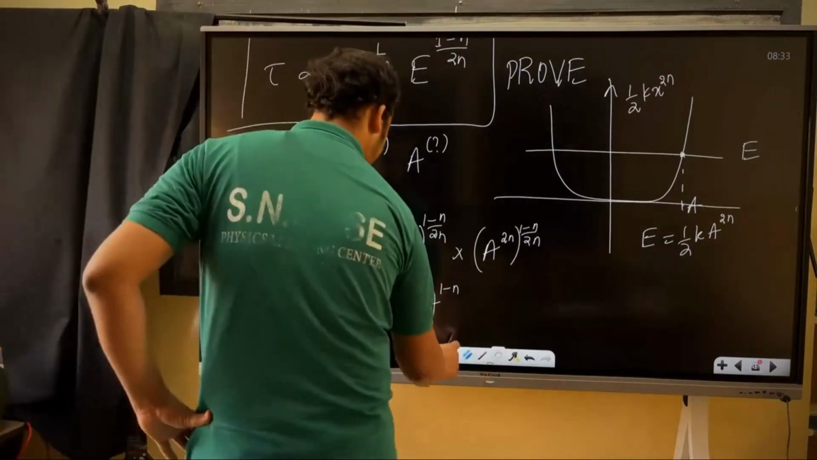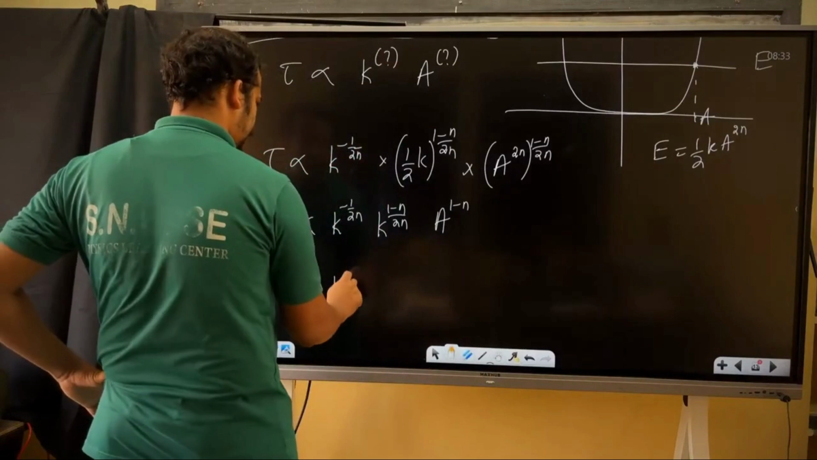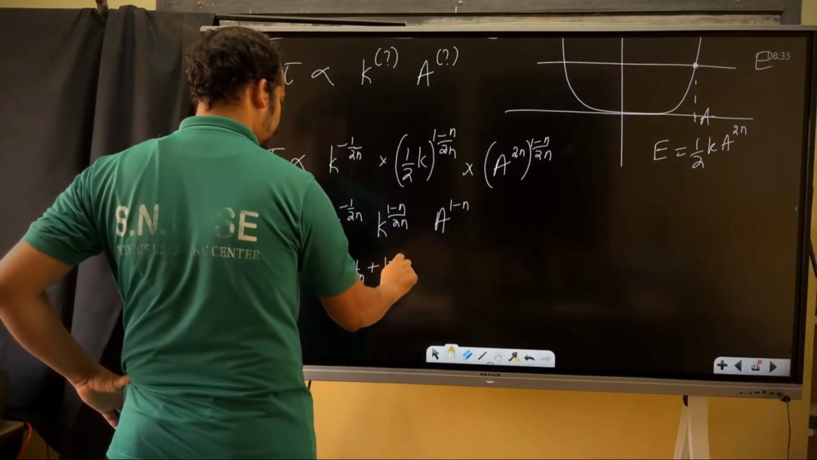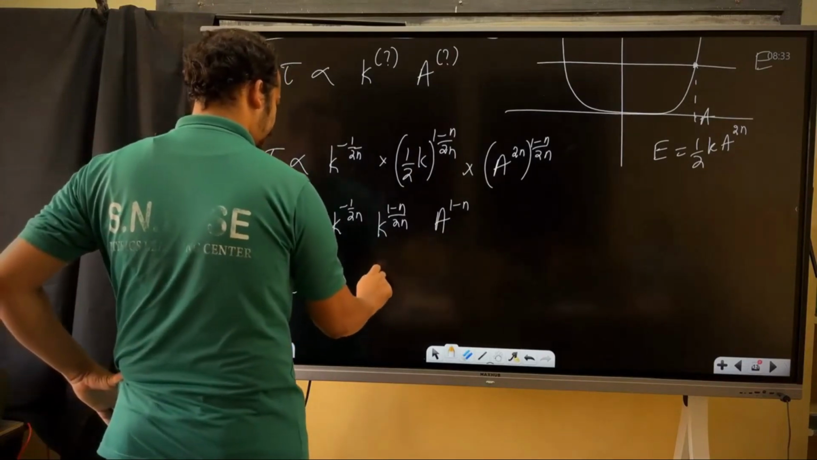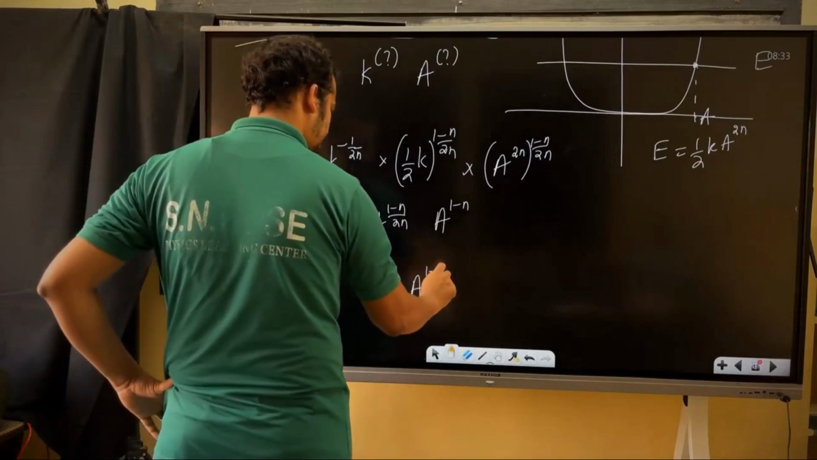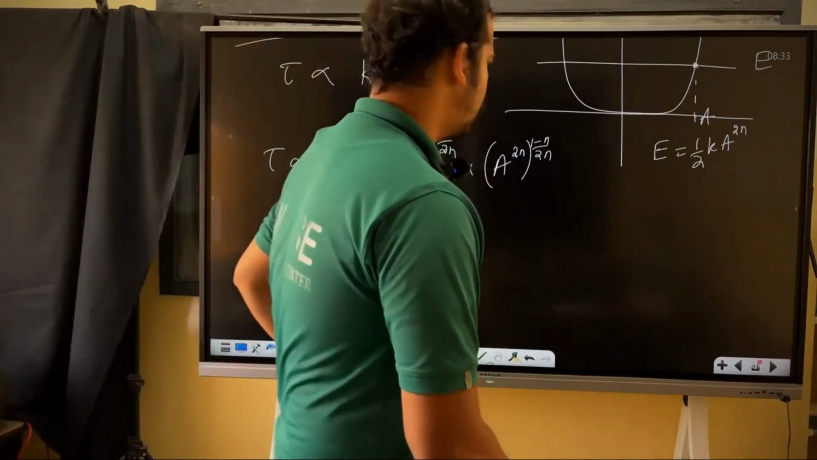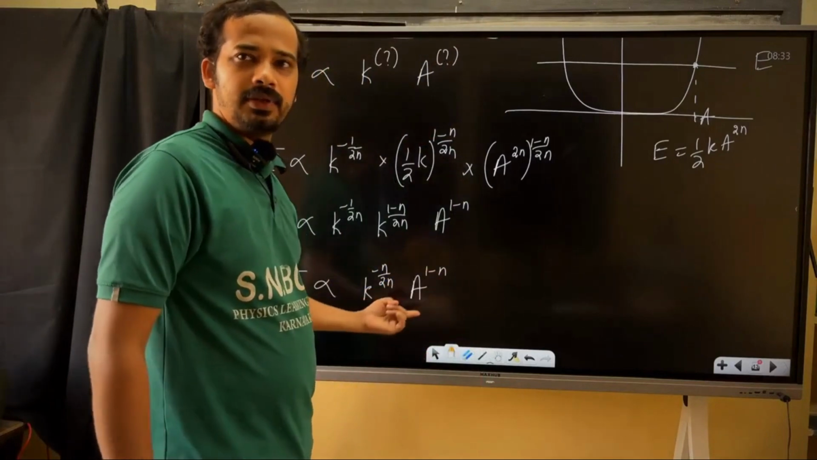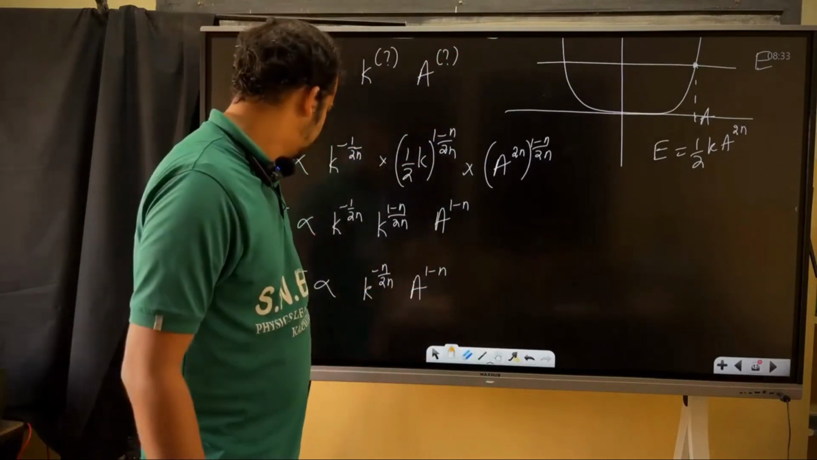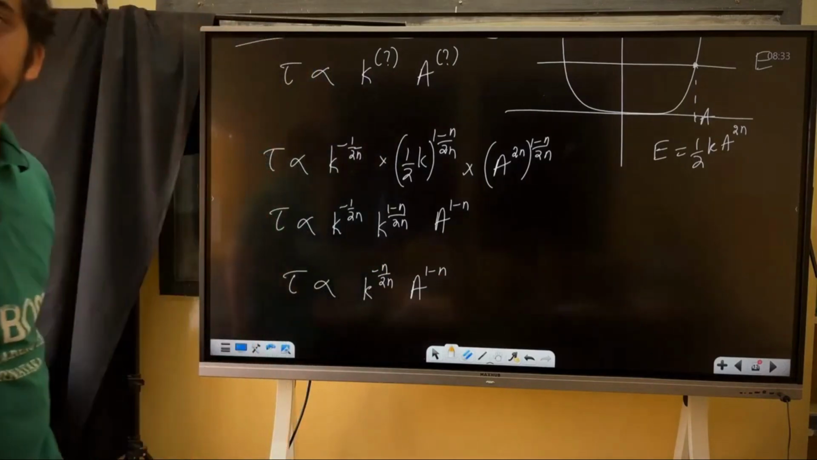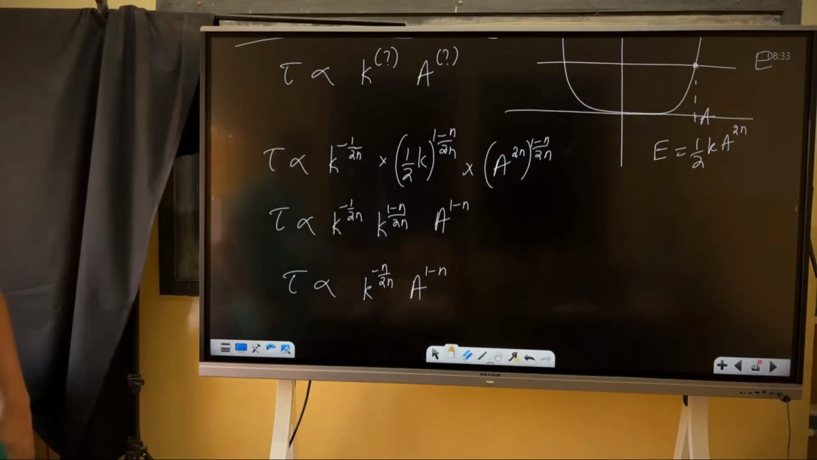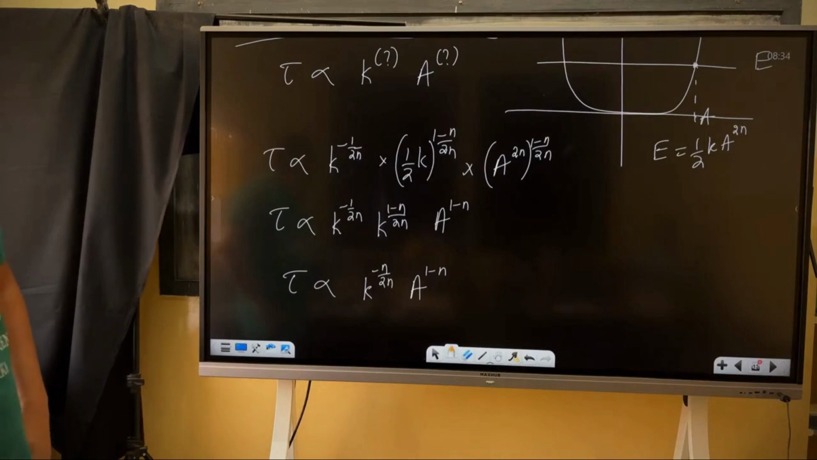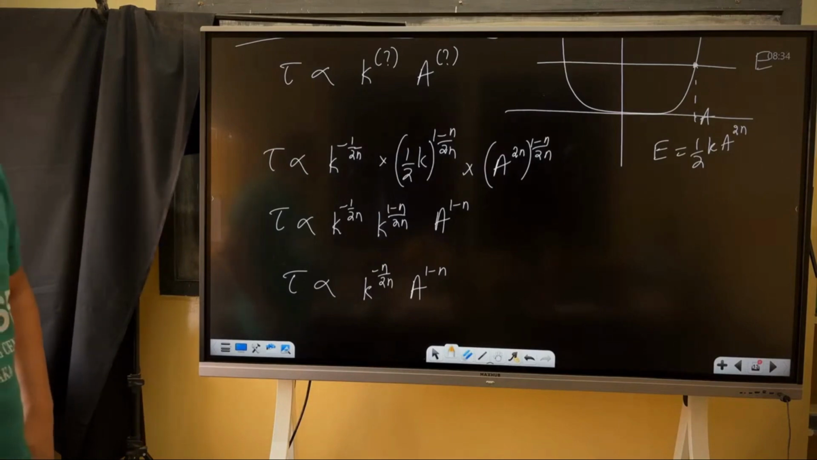K power, you are taking LCM here. Minus 1 by 2n plus 1 minus n by 2n, over 2n. K power minus n by 2n, a power 1 minus n. This is in terms of amplitude. If n equals 1, it was independent of amplitude. Am I right? If n equals 1. K power is the same in all. Amplitude and energy, that's right. It depends on k in the same manner in all problems.